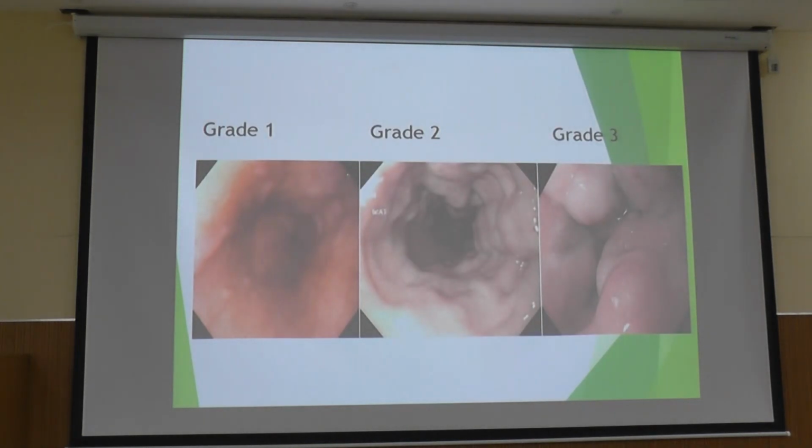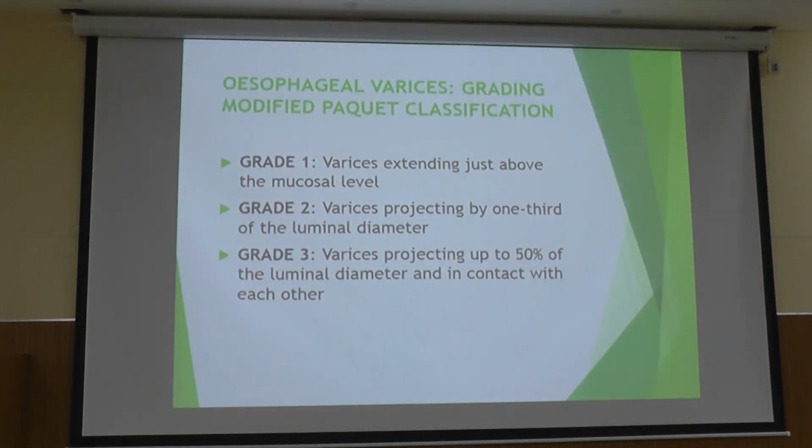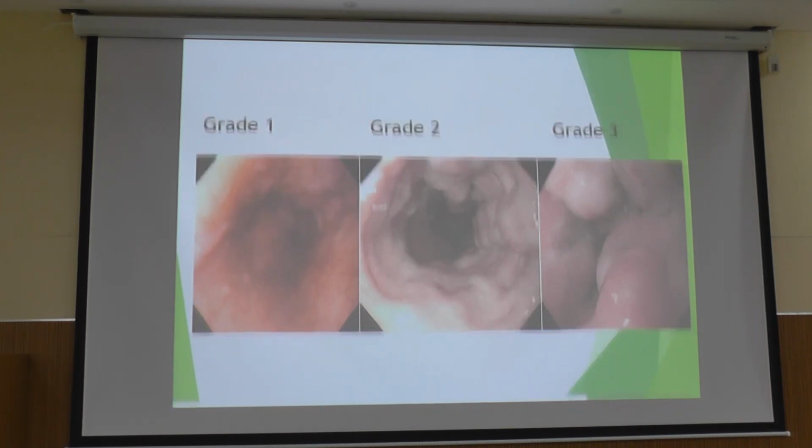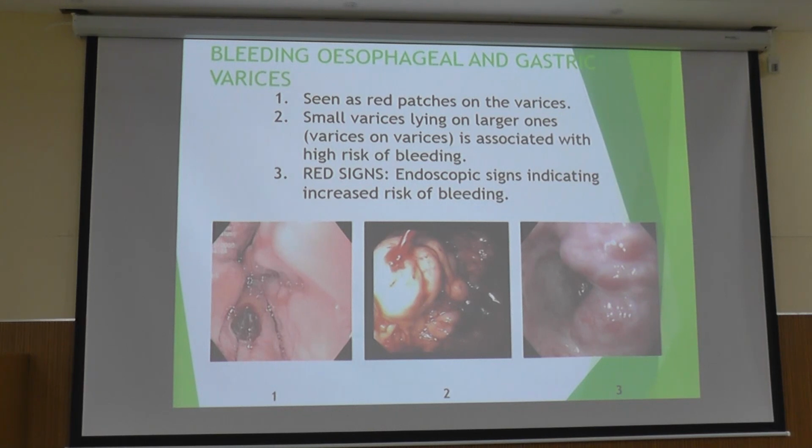Grade 1 is varices extending just above the mucosal level. Grade 2 will be the varices projecting into the lumen. Grade 3 will be the varices almost touching each other. You can see, as I said, this is only above the mucosal level, this is projecting into the lumen, and this is touching. Then in bleeding esophageal and gastric varices, you can see as the picture and number notates.